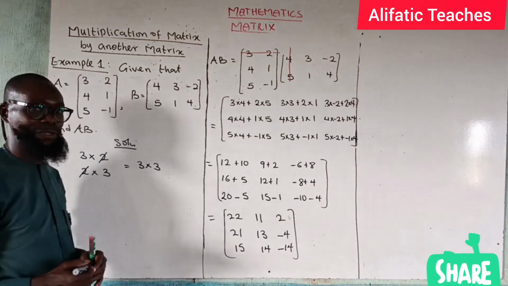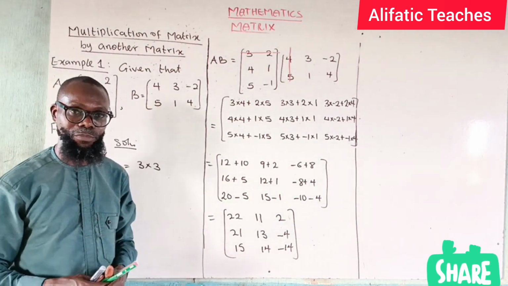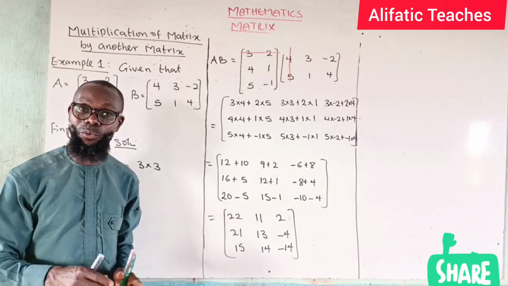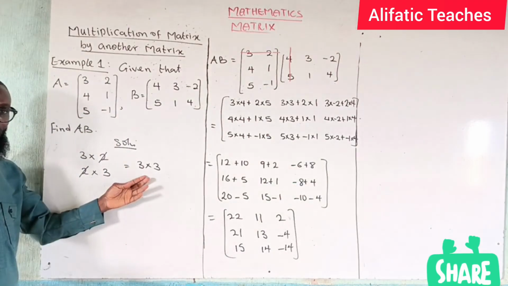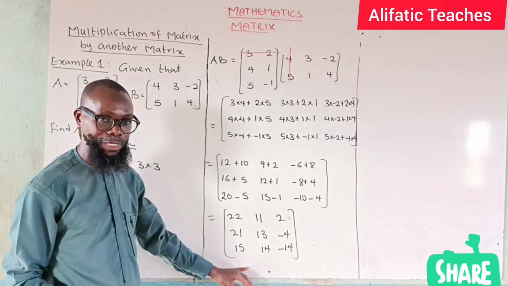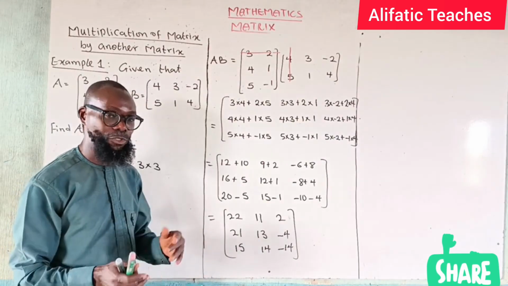When you look at this final answer, how many rows do we have here? And how many columns? Yes, you are right. We have 3 rows and 3 columns. And what do we arrive at here? A 3 by 3 matrix. So this also is a 3 by 3 matrix. So this is how to do the multiplication of matrix by matrix.